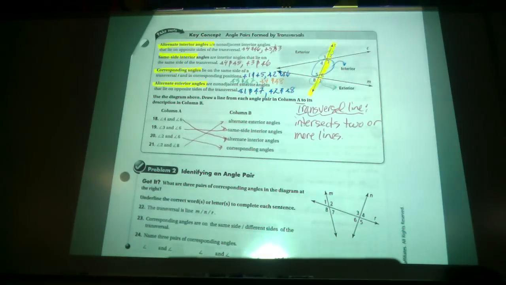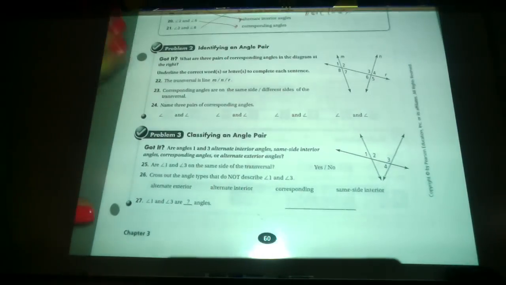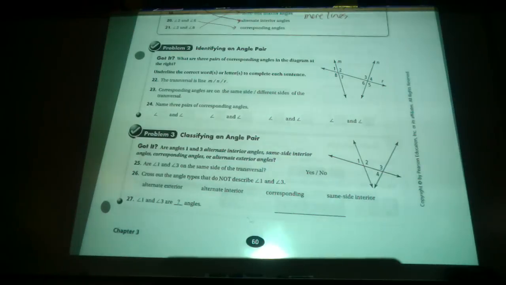So look at example 2. I want you to identify the transversal and then answer questions 22 through 24 on your own. So think for yourself. Don't let me do all your thinking, or your neighbor.